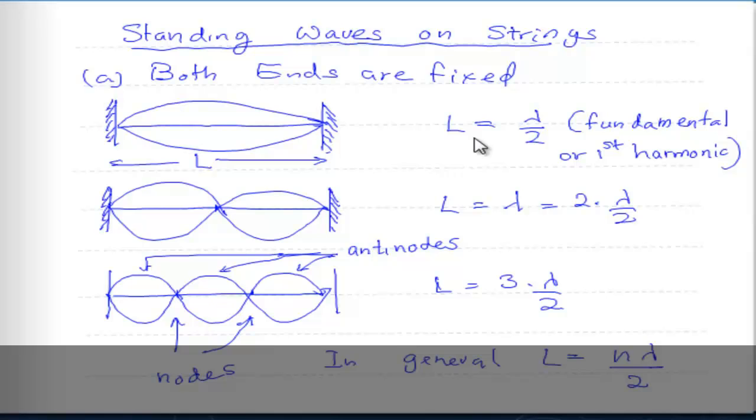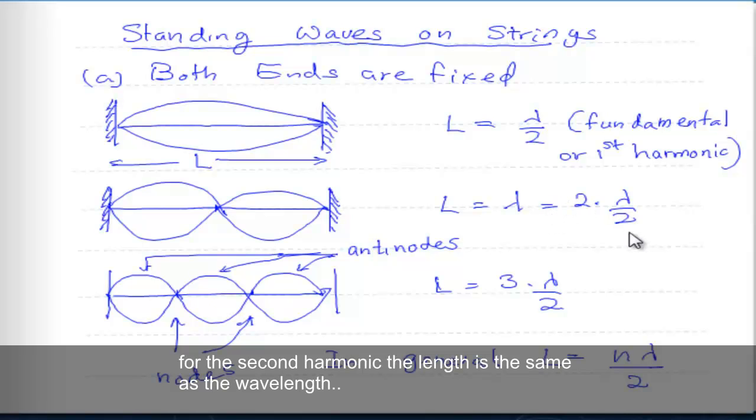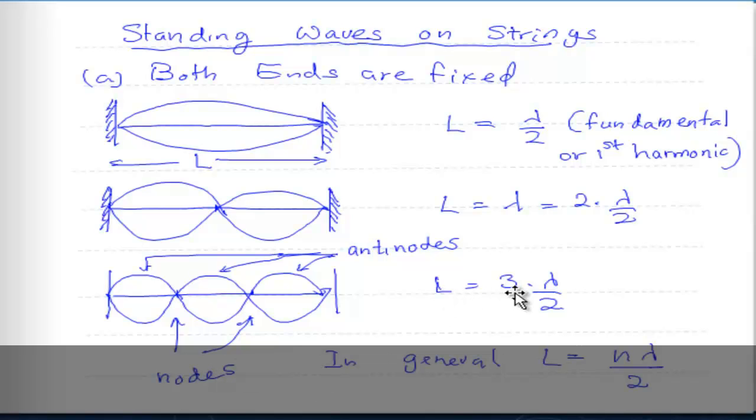So we can write that as an equation. L equals lambda over 2 for the first harmonic or the fundamental, and L equals lambda, which is also equal to 2 times lambda over 2, for the second harmonic, and L equals 3 times lambda over 2 for the third harmonic. So if you look at the relationship between each one, for the nth harmonic, we can say that L equals n times lambda over 2.